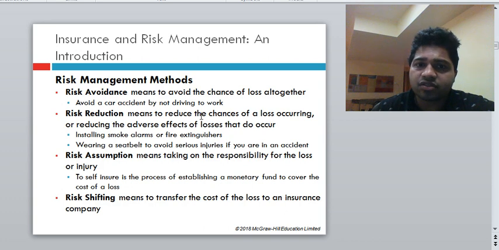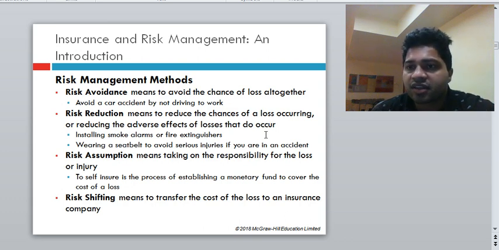Risk reduction means to reduce the chance of loss or reduce the adverse effect of loss that occurs. For example, risk reduction in the case of driving would be to drive within speed limits, never drive drunk, and always wear seat belts. It will reduce the chance of risk. Driving with seat belts on reduces the severity of risk.